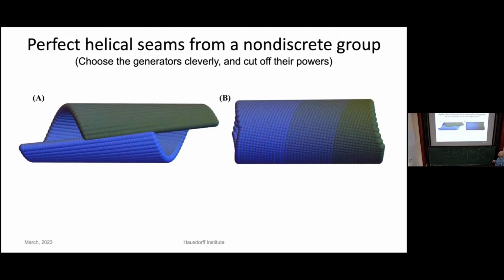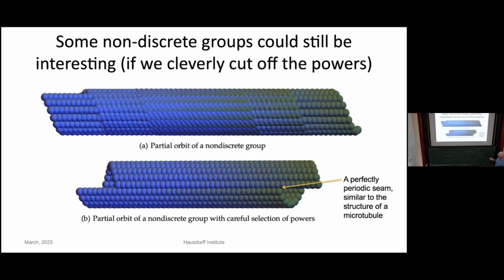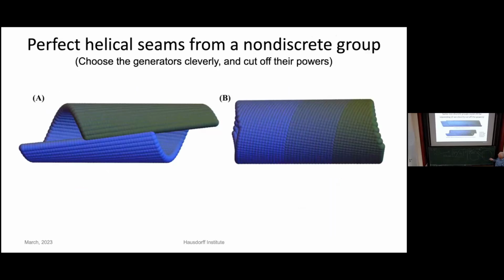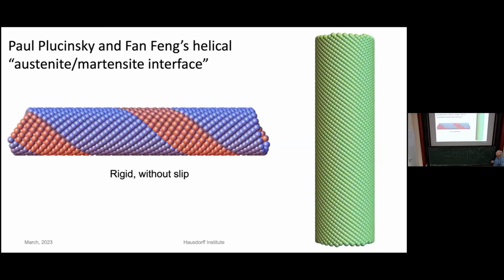So that's a seam, so you can get a seam like this if I cut the powers off. I can also get a helical seam, and I can also get some different kinds of helical seams. There's all kinds of interesting structures here that are not given by discrete groups that one should also study and understand a little bit better. So maybe this is a good place to stop.